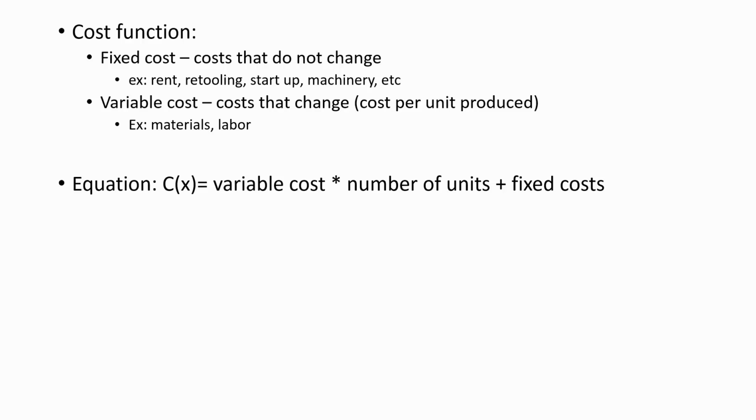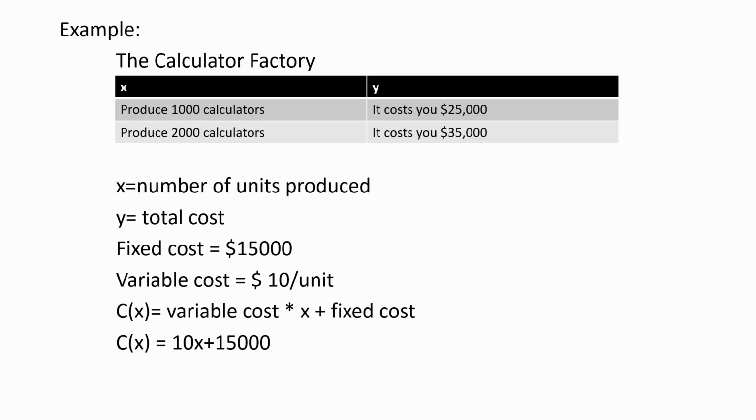So for our particular example, suppose we have fixed costs of $15,000 and a variable cost of $10 per calculator. If we just want to think of how much it costs for us to produce 1,000 calculators, or how much it costs to produce 2,000 calculators, we can use the numbers given above and conclude that the costs will be $25,000 and $35,000 respectively. But if we want to make a general algebraic expression, it would be C of x equals the variable cost per unit times x plus the fixed cost. So that's 10x plus 15,000.